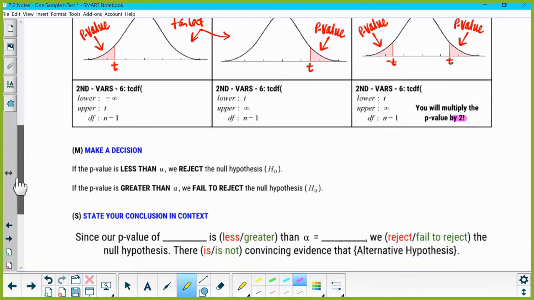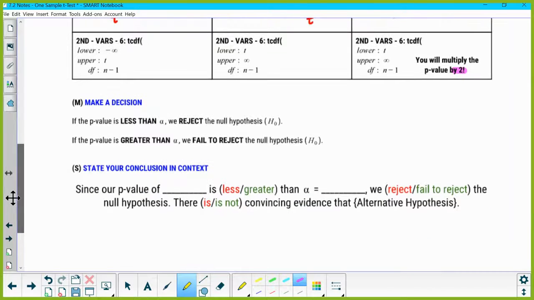So we've gone through the phases. So we are going to get into one by hand, and then I'm going to walk you through how to do one in your calculator. So let's look at our first example.